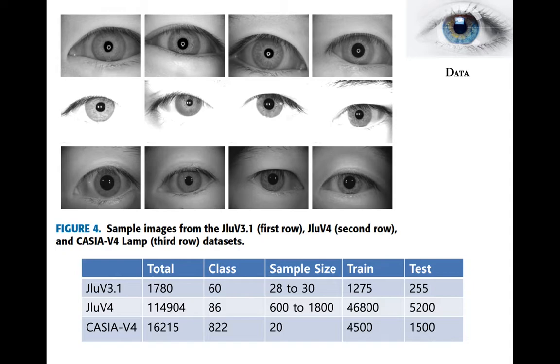Here are the three types of dataset they used. The first dataset represents the dataset with few categories and few samples. The second type of dataset represents few categories and many samples. The third one represents the dataset with many categories and few samples.